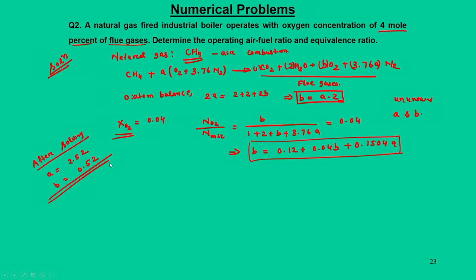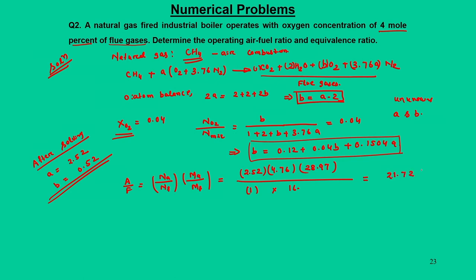Now, with this number we are now able to find out what should be the air fuel ratio. So, air fuel ratio would be number of moles of air by number of moles of fuel into molecular weight of air by molecular weight of fuel. So, this number would be in this case 2.52 into 4.76 total number of air into A, molecular weight of air is 28.97 divided by fuel is 1 mole into 16 is the molecular weight of methane. So, this number is 21.72.